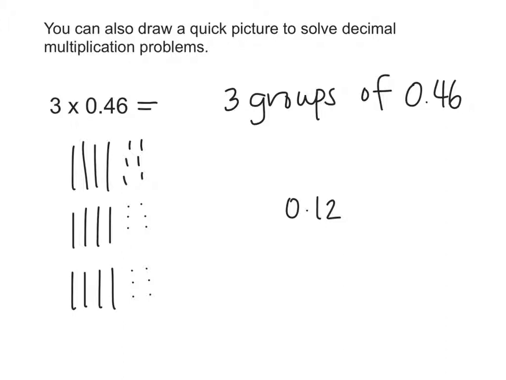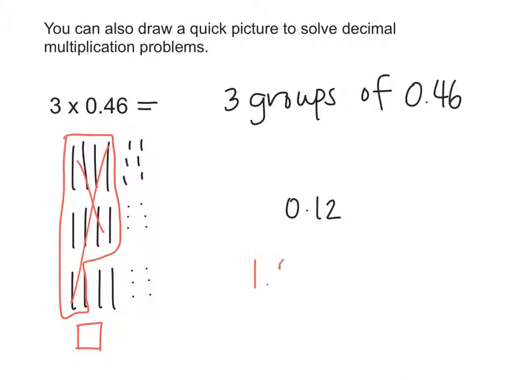Ariel? I need to regroup. I can trade in how many tenths, Misaki, to make what? 10 tenths. So here's 10 tenths, right? I can trade those in, cross them out, and turn them into 1. How do I draw 1 with a quick picture? A box. There you go. Okay, very good. So now I know I have 1, and I have 2. How many tenths do I have left? 2 tenths, right?